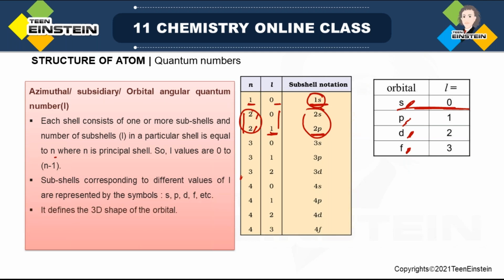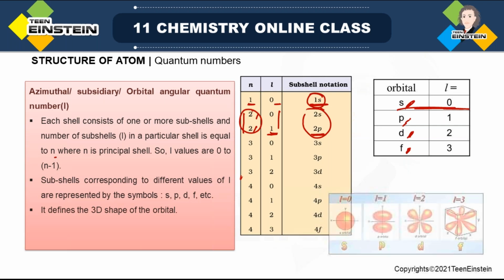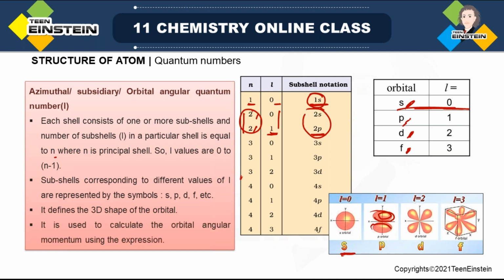So it basically defines the three-dimensional shape of the orbital. Now, what is the meaning of this line? s, p, d, f, all these orbitals have different types of shape. So when it is s, it is a spherical shape. When it is p, the shape is changed. When it is d, 4 lobes are there. For f, it is more complex. So that is why we are saying it defines the three-dimensional shape of the orbital. It can also be used to calculate orbital angular momentum.